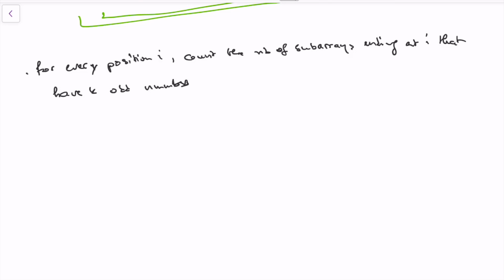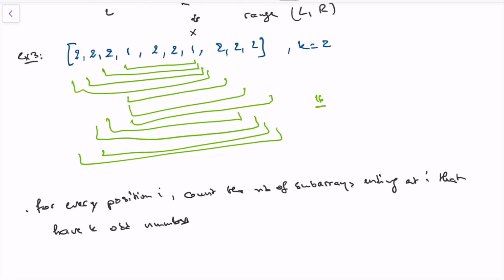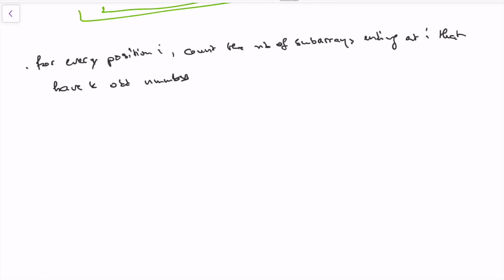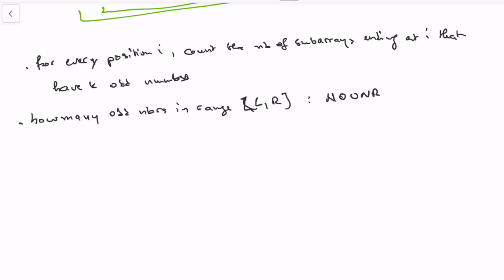And so, ending at I, but not necessarily starting at 0, right? So they may start at 1, they may start at 2, like this one here. And so, to know how many odd numbers in a range, let's say left to right, like this, we will need, let's just give this one an abbreviation. Let's say number of odd numbers in a range, left to right.